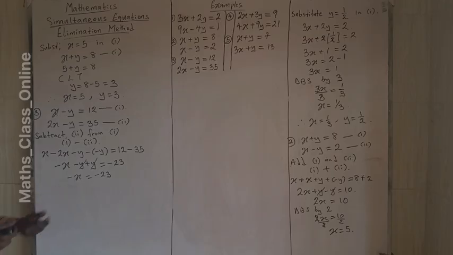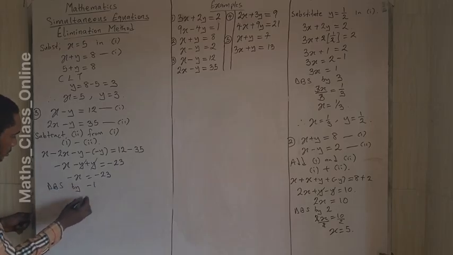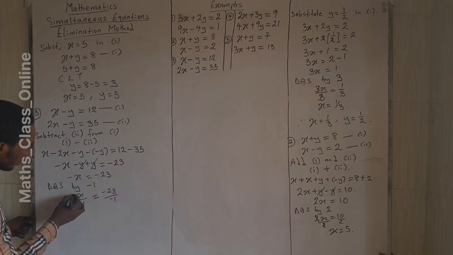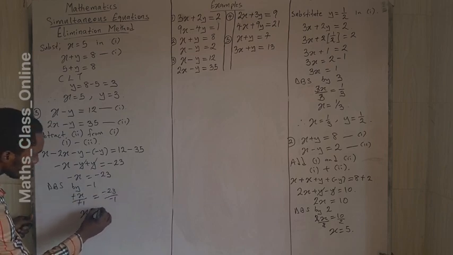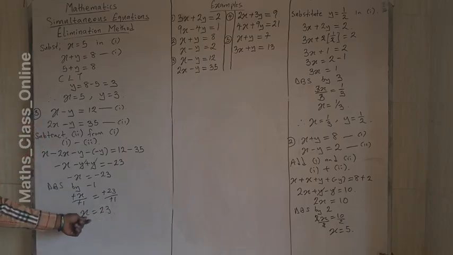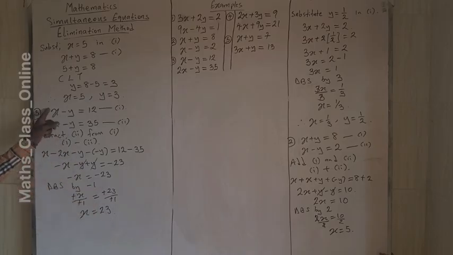To get the value of x, divide both sides by minus 1. So this is minus x over minus 1 equals minus 23 over minus 1. x equals 23. Since the value of x is 23, what is the value of y? Substitute x equals 23 in equation 1.